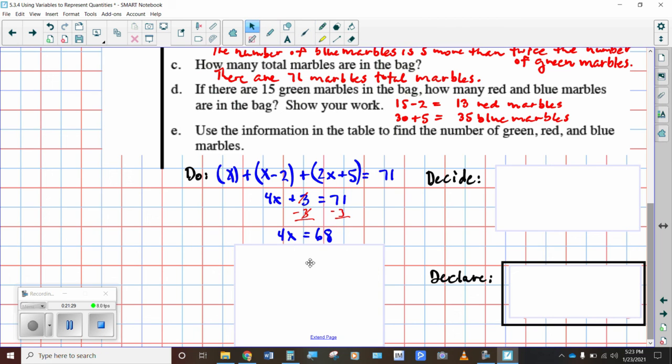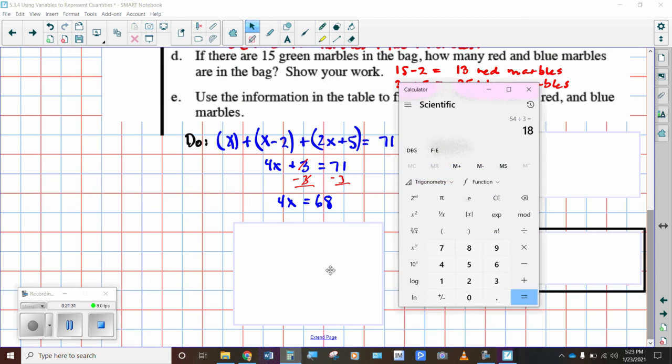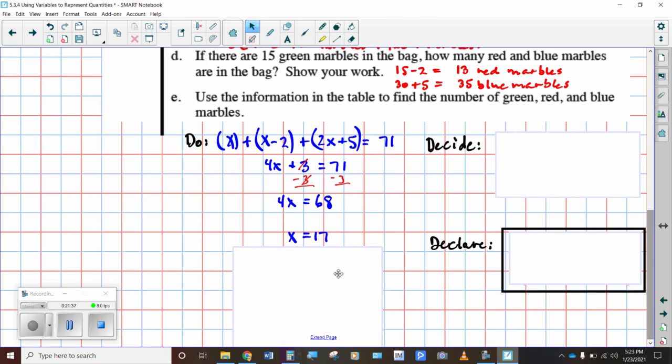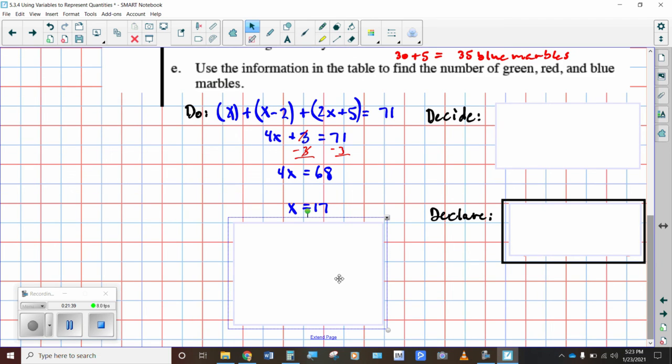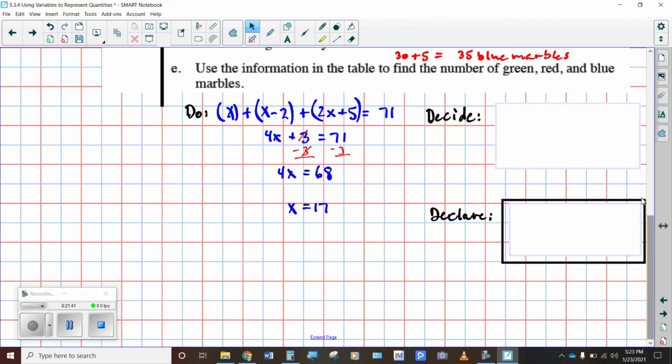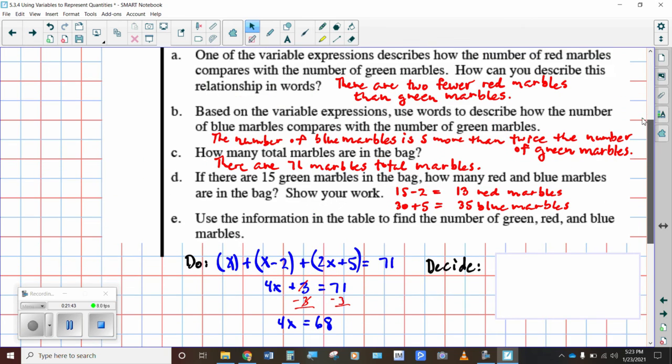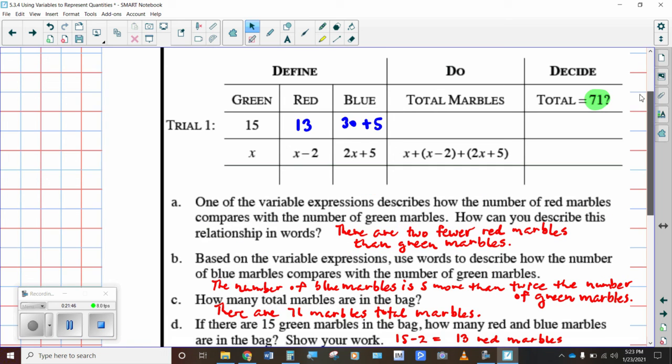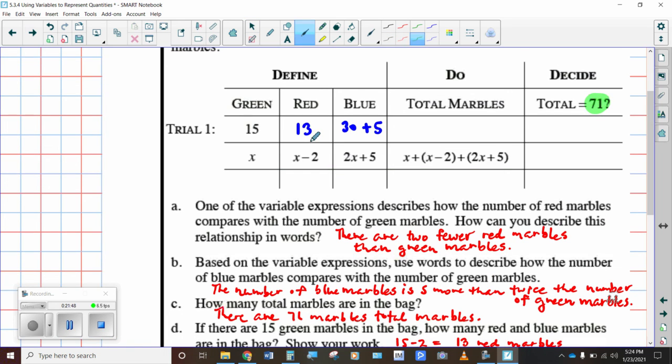Now, what do you multiply times 4 to give you 68 for an answer? Well, let the calculator do that for you. 68 divided by 4 is 17, which means in this particular situation, there must be 17 green marbles in the bag. So if there are 17 green marbles in the bag, there would be 15 red marbles, and there would be 34 plus 5 blue marbles.